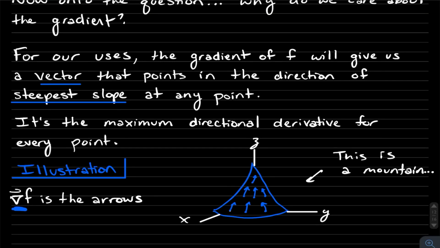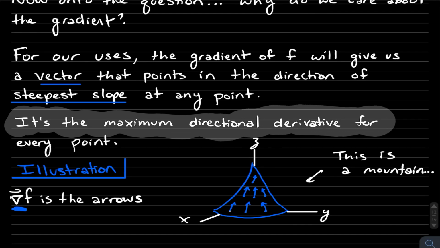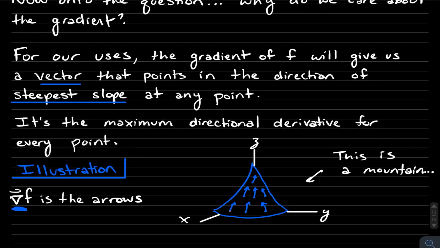A good way to also think about this is that it's the maximum directional derivative for every point. If you understand the idea of a directional derivative from earlier, you hopefully can see how this is a maximum. If you don't understand the idea of a directional derivative from earlier, I would go review that quickly.